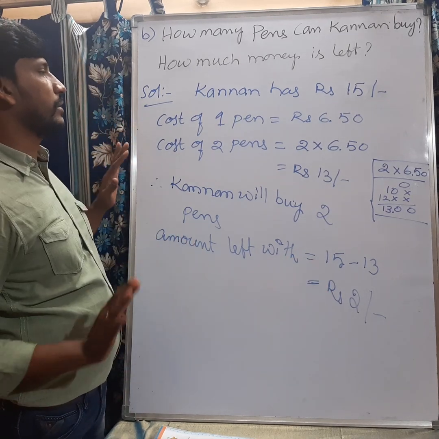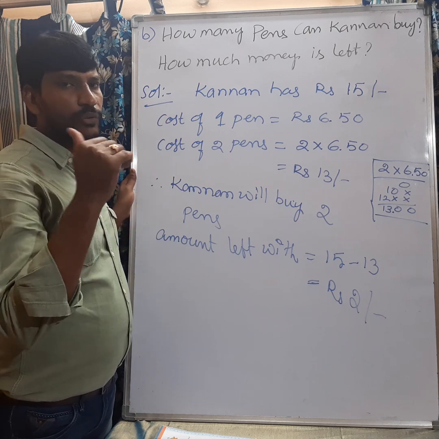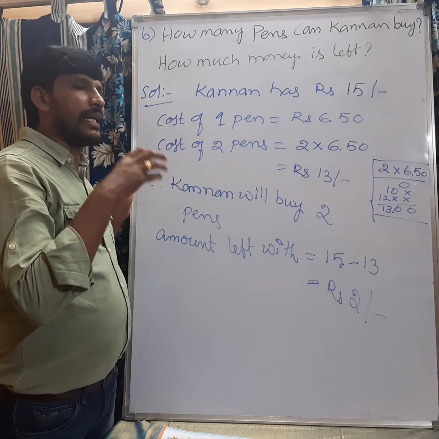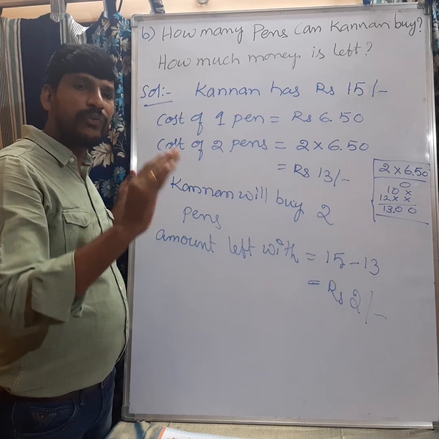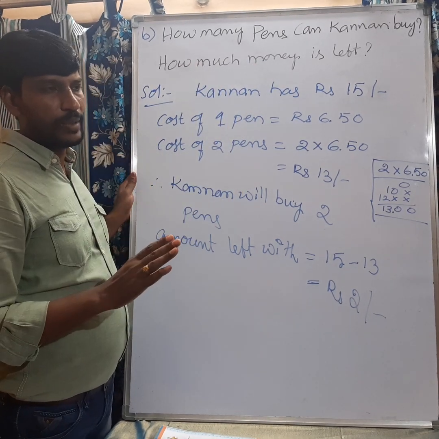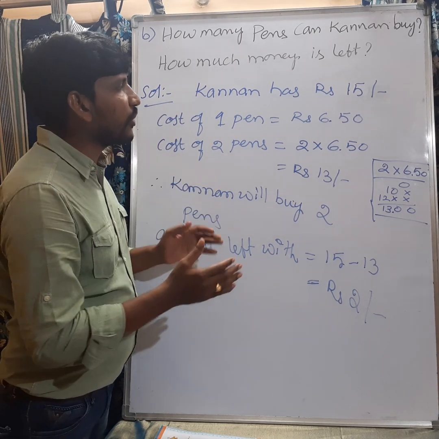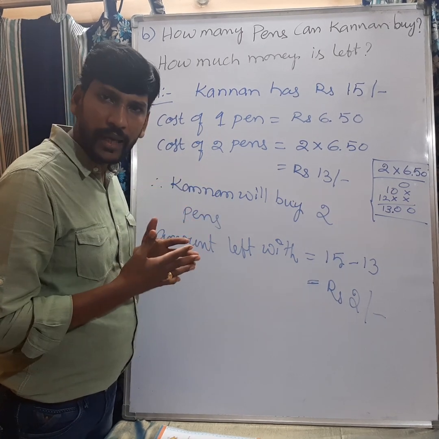See this here, my dears. After buying the eggs, the total cost of 18 eggs equals 45 rupees. But Kannan has 60 rupees. Out of 60, 45 rupees he paid for eggs. So 60 minus 45 equals how much? 15 rupees. With that 15 rupees, how many pens is he going to buy?